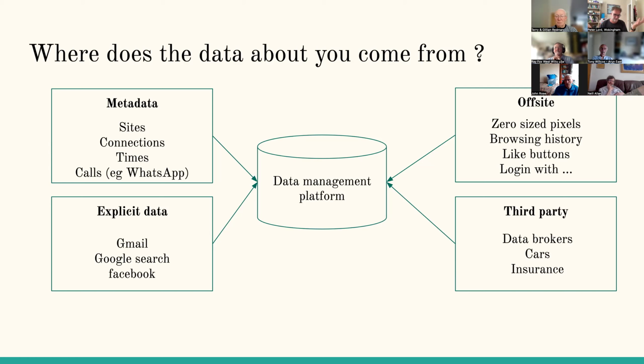Let's stick with the same example. I'm just making this up now, but you might go on to a Daily Mail webpage and it's got a little Facebook like button on there. You click on that and immediately that's sending information to Facebook, not Daily Mail. It's sending information to Facebook that you've actually been on the Daily Mail website. So there's quite a cunning mechanism for this offsite tracking.